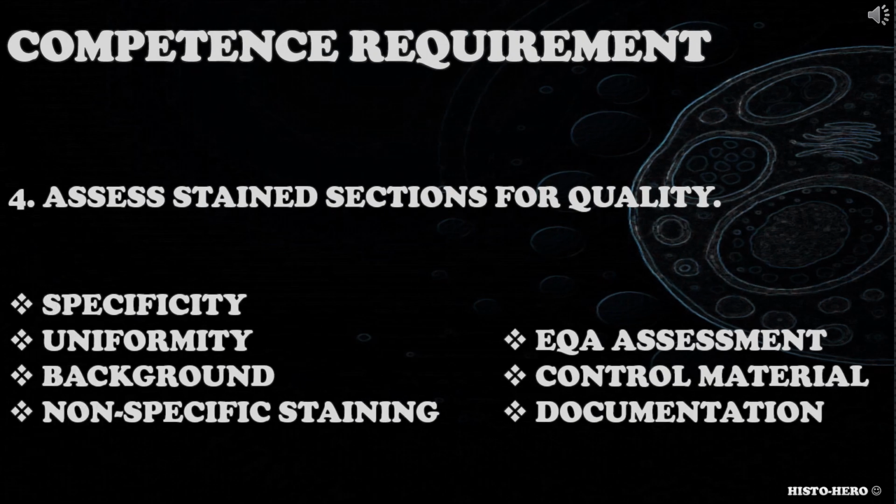The fourth competence requirement is for you to assess stained sections for quality. How would you assess quality of sections stained with relevant markers? What steps would you take? How are those slides assessed during EQA assessment? How do you maintain appropriate audit trail record? Consider specificity of staining, uniformity of staining, presence of background staining, contamination or deposits, presence of nonspecific staining, UK NEQAS assessment criteria, control material used, documentation.